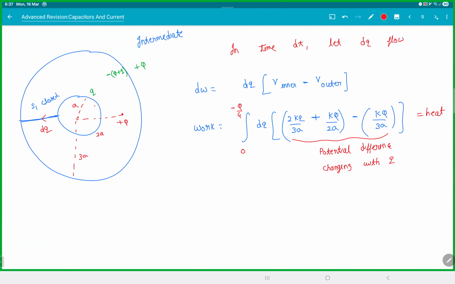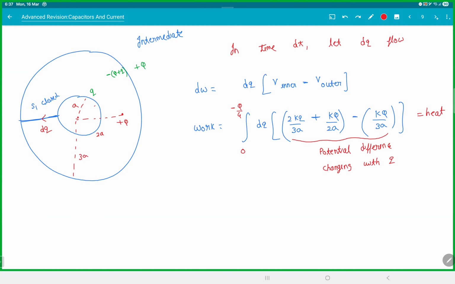Every time the charge dq goes from inside to outside the shell, there's a small work done by the charges. So all this work done must be nothing but the heat produced. Are you clear with this? So you can integrate this. This is anyway constant, and this is q power 1, so q square by 2. You'll get it. Now what happens if you close S2 also?